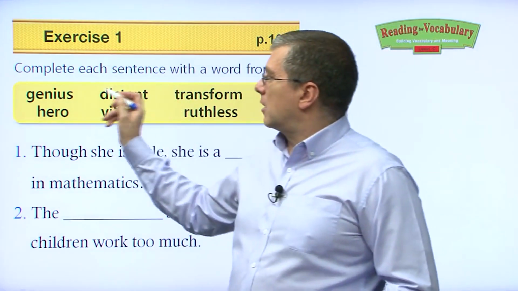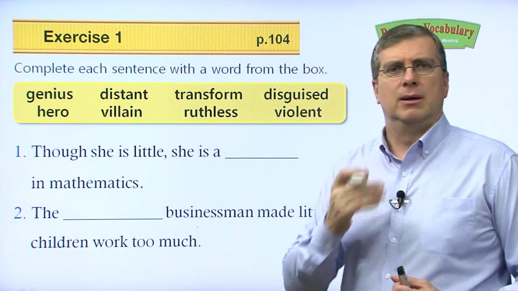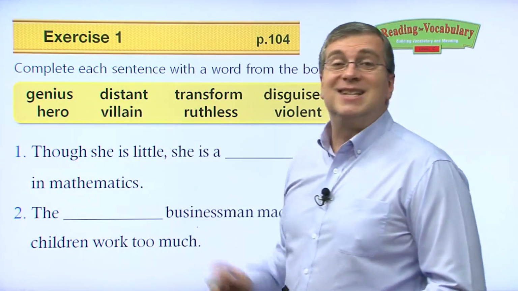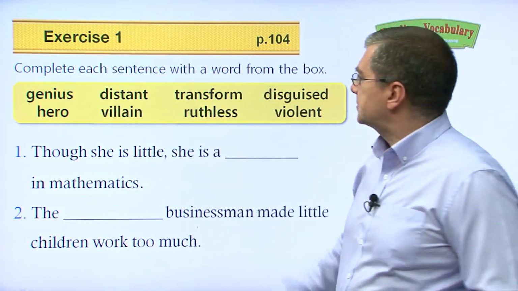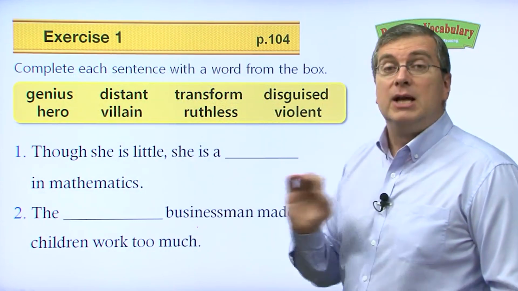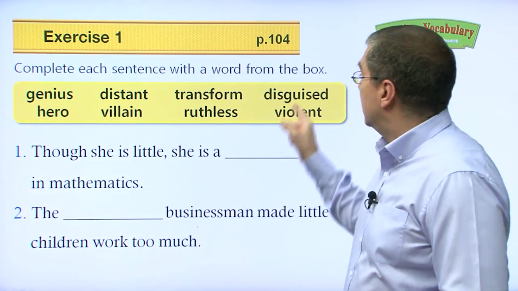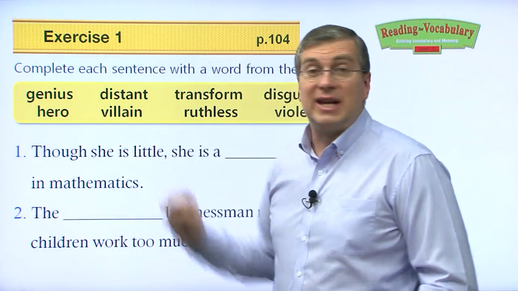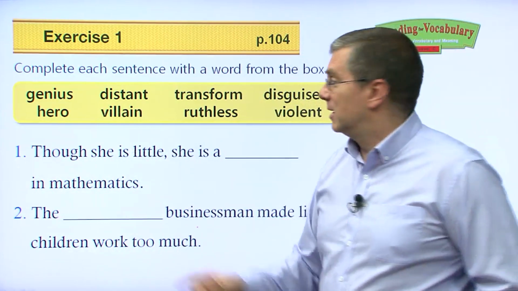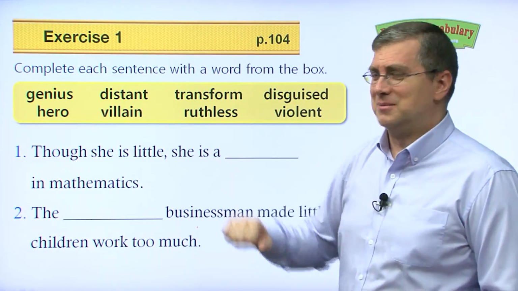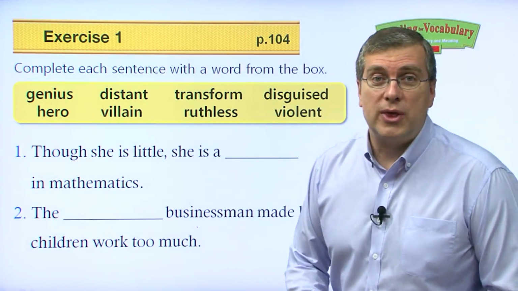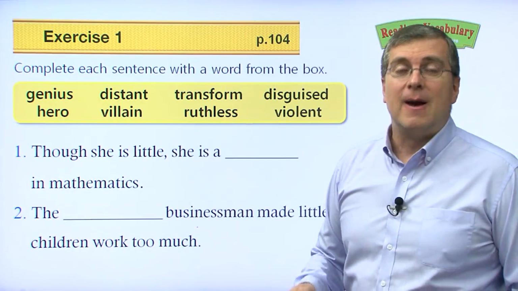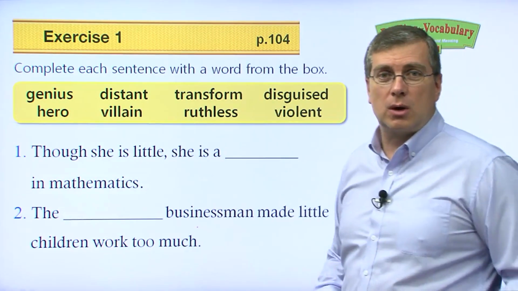The words in the box are, first, genius, genius. Distant, distant. Transform, transform. Disguised, disguised. Next is hero, hero. Then villain, villain. Next is ruthless, ruthless. And then violent, violent. Okay, those are our words.